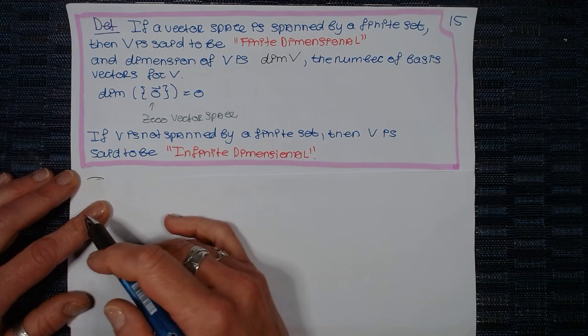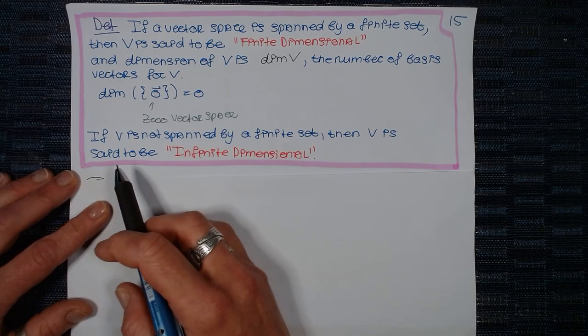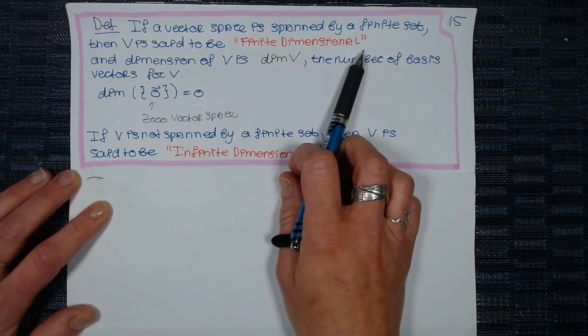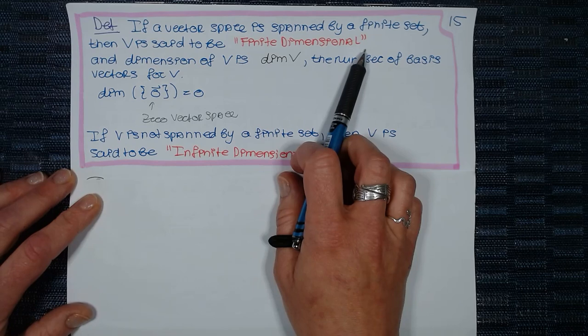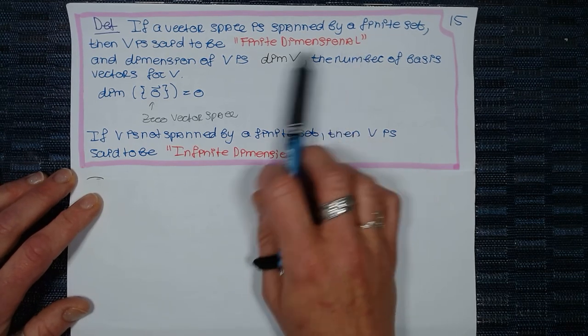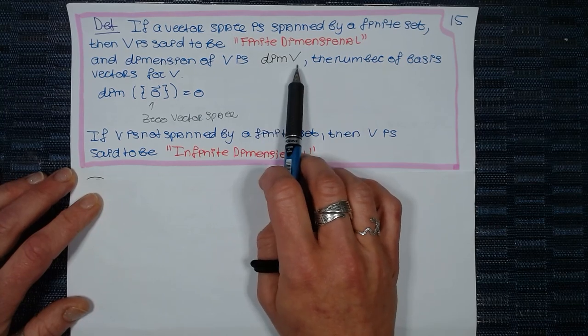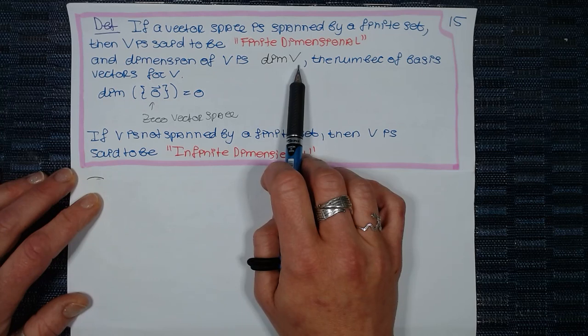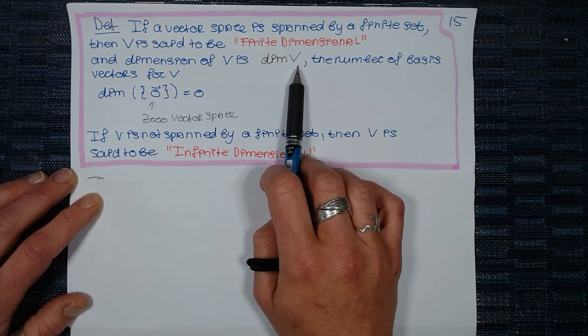If a vector space is spanned by a finite set, then V is said to be finite dimensional. So when we're dealing with Rn, those were our finite dimensional vector spaces. And the dimension of V is denoted by dim V. It's basically the number of basis vectors for V. So for Rn, our dimension was n because we have n vectors in the basis for Rn.